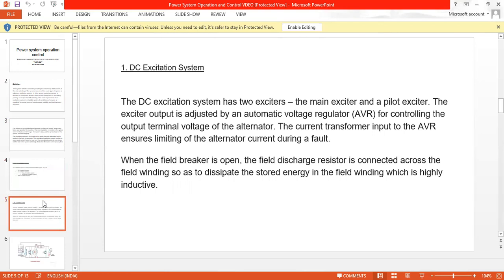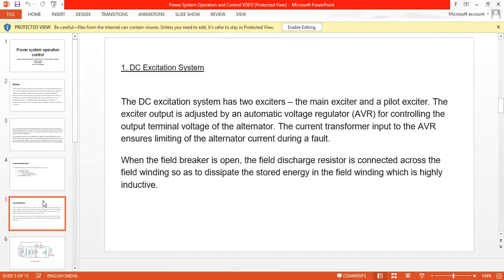Let me discuss what actually the DC excitation system is meant to be. Here, the DC excitation system has two exciters, the main exciter and the pilot exciter. The output is adjusted by an automatic voltage regulator, abbreviated as AVR, for controlling the output terminal voltage of the alternator. And the current transformer input to the AVR ensures the limiting of the alternator current during a fault.